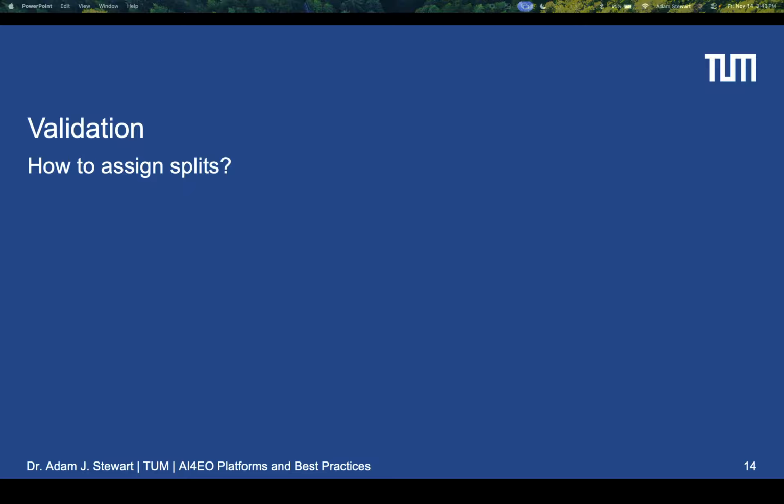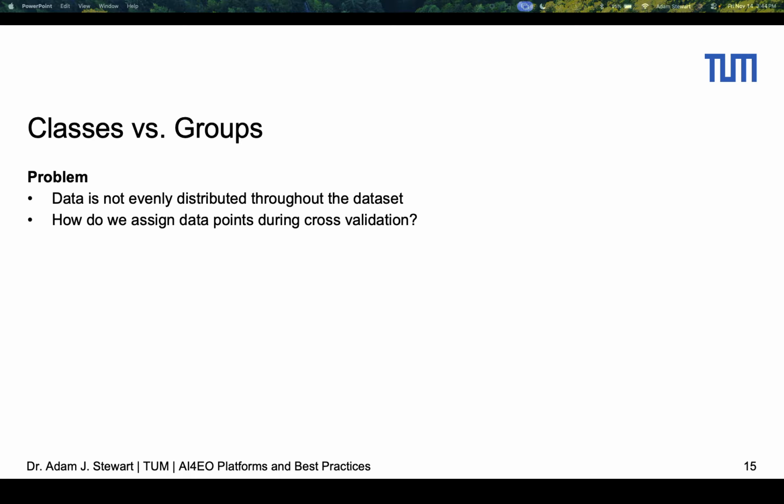Now, the other question that I have is, how do we assign values to those splits? If I've got a data set with 1,000 data points, which one should I put in train and which one should I put in test? It really depends on what you're trying to evaluate.